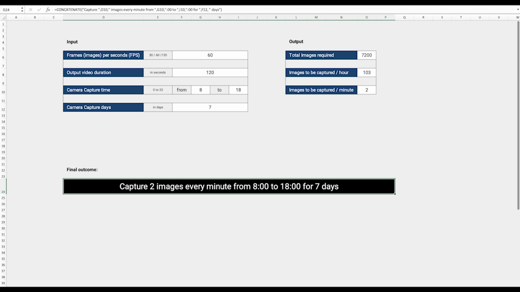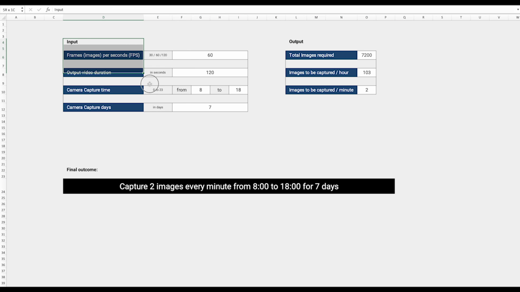This is what the Excel utility looks like. On the left hand side, we have inputs. On the right hand side, we get the output. And at the bottom, we get the final outcome. So let's look at the inputs one by one to try and understand how this utility works.